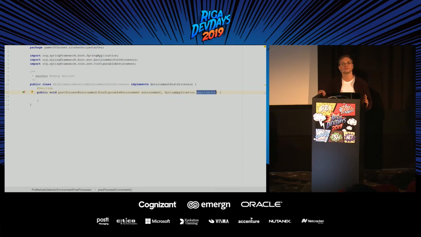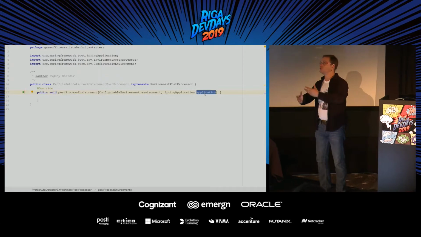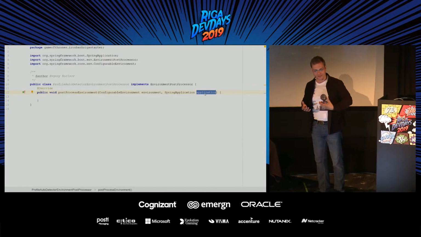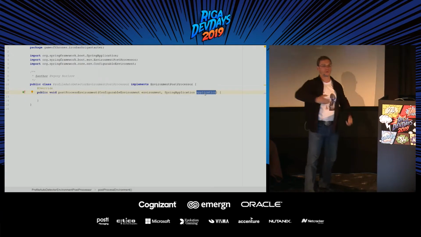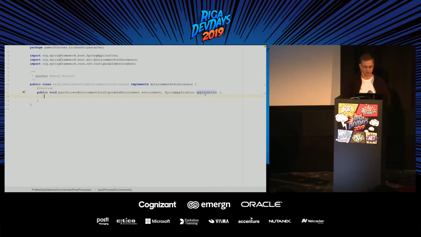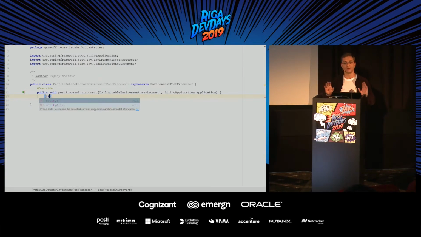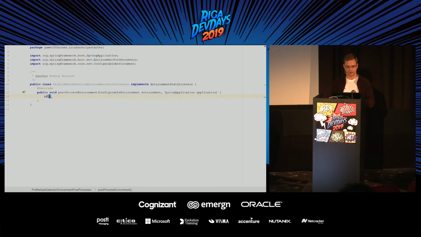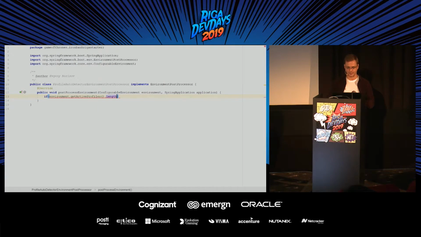Remember the Spring application? The one who started the whole process. When the Spring application delegates to the environment post-processor, it provides the environment which was already built, and itself, in case you need to take something from there, but usually not. First of all, I want to check that I don't have any active profile till now. So: if environment get active profiles length is 0.